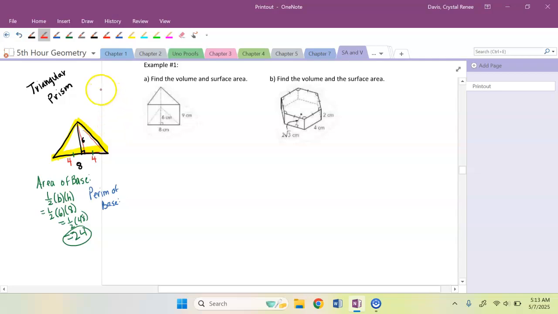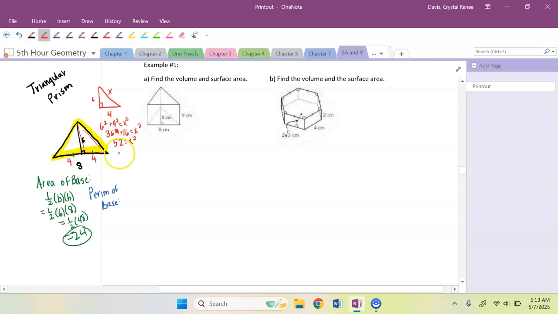So 4, 6, and I want to find this. Well, remember back to a couple chapters ago, the Pythagorean theorem. So 6 squared plus 4 squared is equal to x squared. 6 squared is 36 plus 16, which is what, 52?